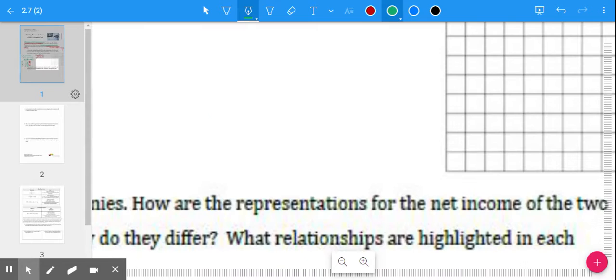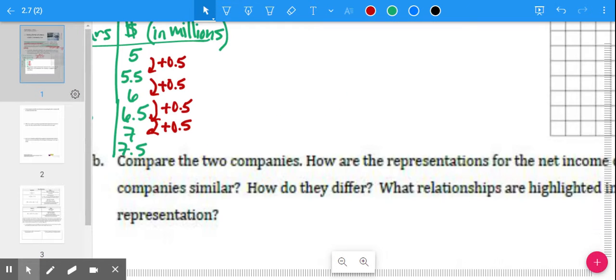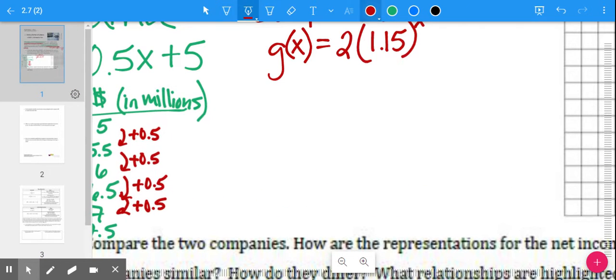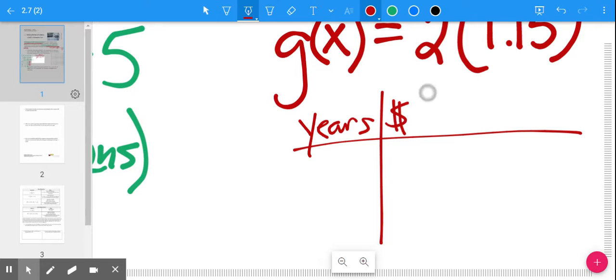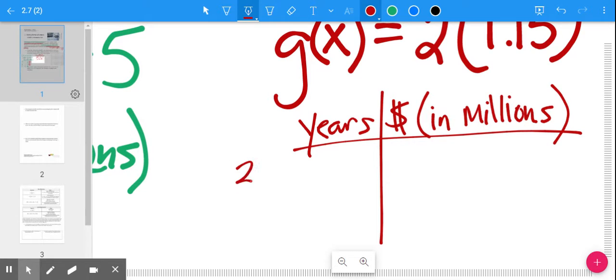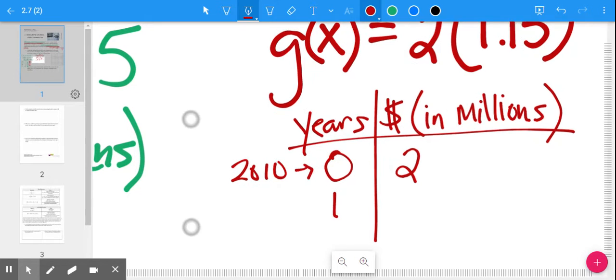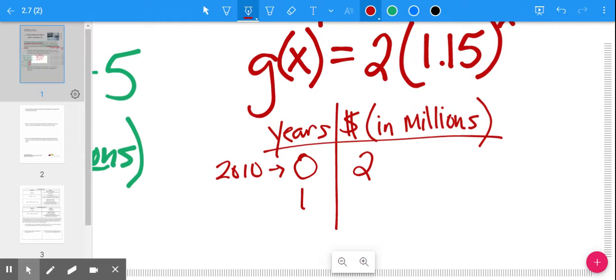So if we do the same thing with ComputerFest, this one, we have a little bit different of a table. We know that we're talking about years, and we're still finding out the amount of money in millions. So in year 2010, they began this adventure. So that's your zero amount, which is at year 0. I think it's at $2 million. So at year 1, they have 2 million and an additional 15%.